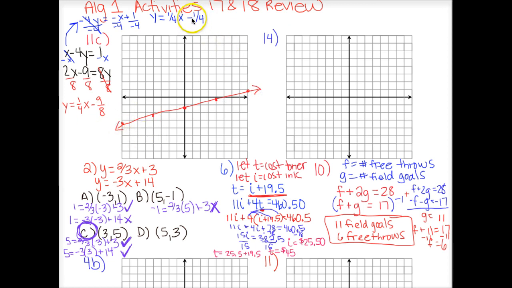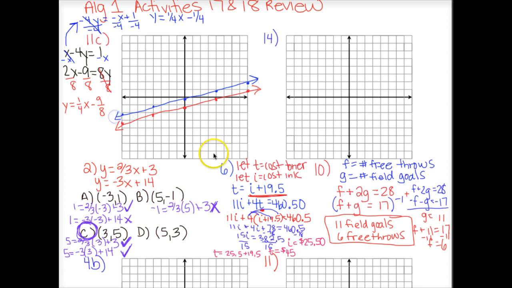And then graph my second line. Y-intercept here is negative 1/4, so just barely below 0. Slope of 1/4, so up 1, right 4, up 1, right 4, as well as down 1, left 4, down 1, left 4. So connect those dots.